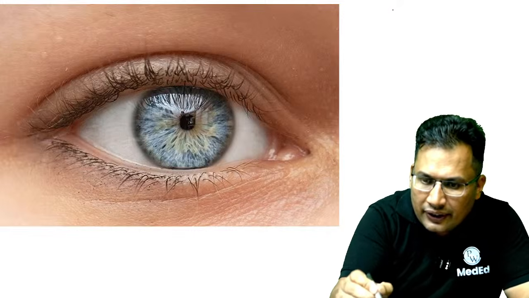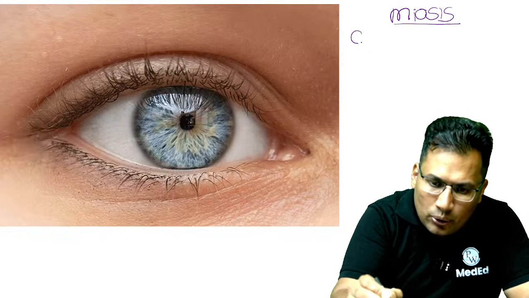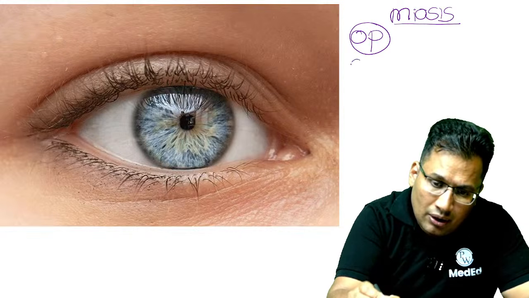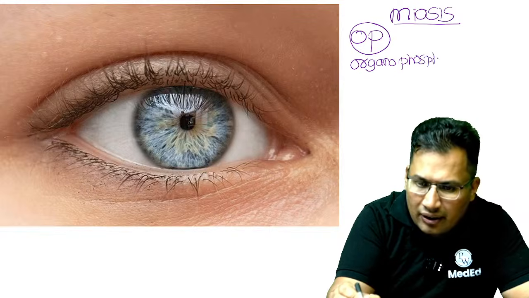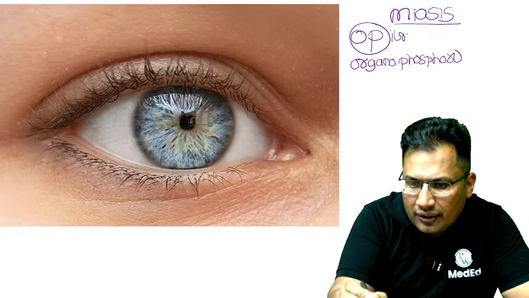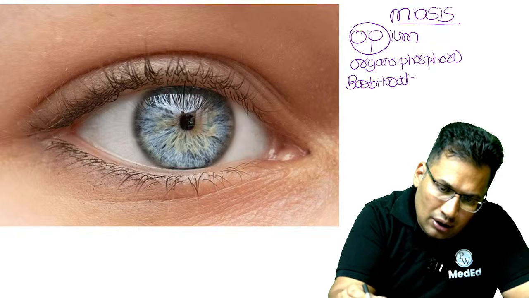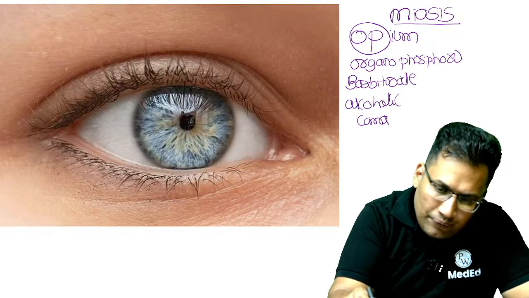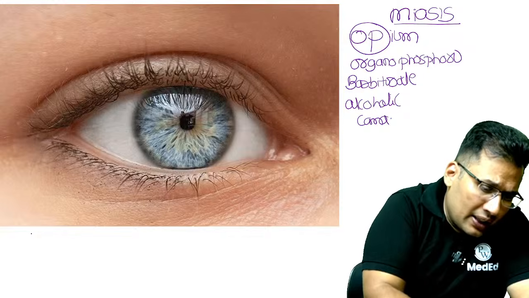Now look at this. What is this? This is basically miosis. A question can be asked: miosis caused by? One is opium poison. The second, organophosphorus poison. Opium poison, already I said. Barbiturate poison, alcoholic coma, even chloral hydrate also. Mydriasis caused by?